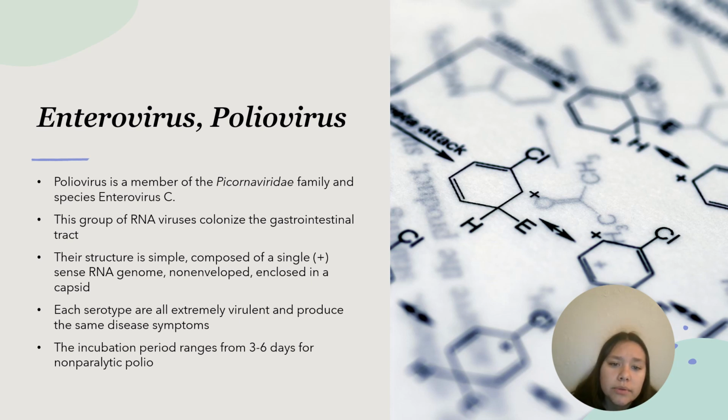Their structure is simple. It's composed of a single positive sense RNA genome. It's non-enveloped and enclosed in a capsid, and each one of the serotypes is going to have different capsid proteins that separate it from the others. Each serotype is extremely virulent. That includes types 1, 2, and 3, and they all produce the same disease symptoms. However, the first one, type 1, is the most encountered.